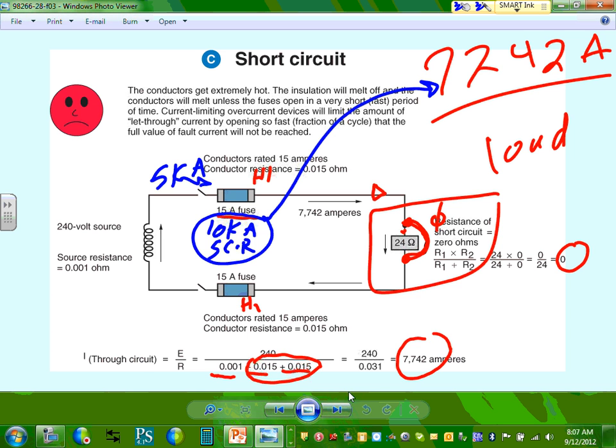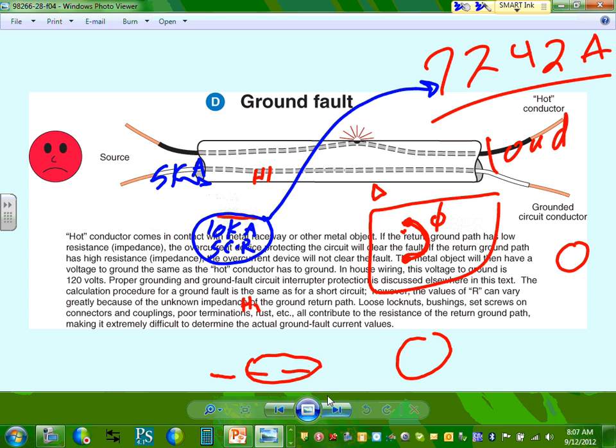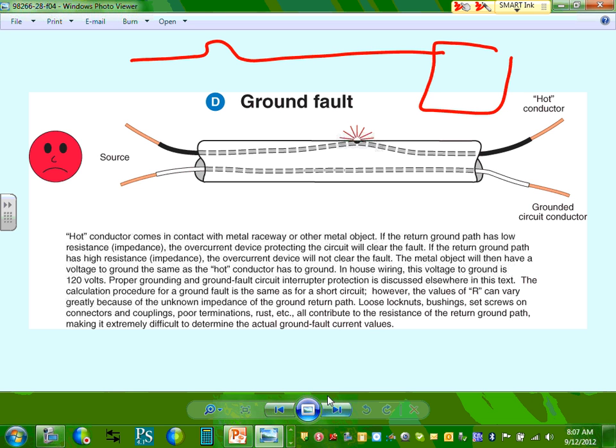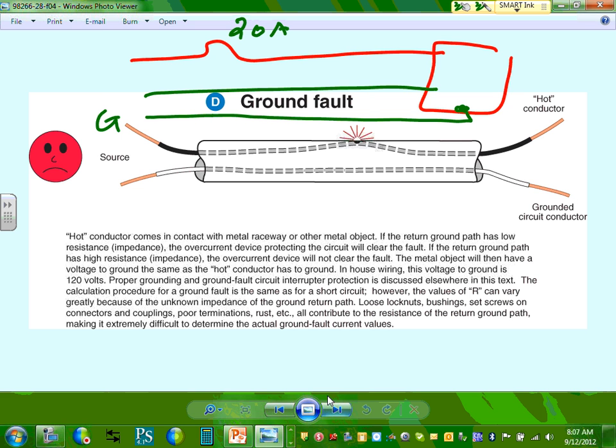Okay, the last one, or the one before the last, is a ground fault. Now, ground fault condition is typically like a short circuit, except you take a hot and a ground. So let me just draw. Here's an equipment here. Here's my circuit breaker coming to it. And here's my neutral, just symbol. And here's my 20 amp. And here's the frame of the equipment. Here's my equipment grounding conductor. This is ground. This is neutral. This is hot. Cool?